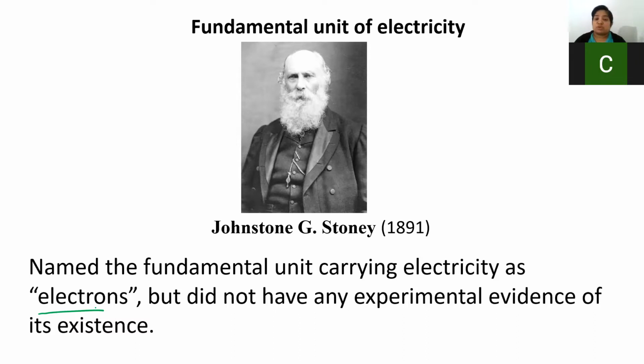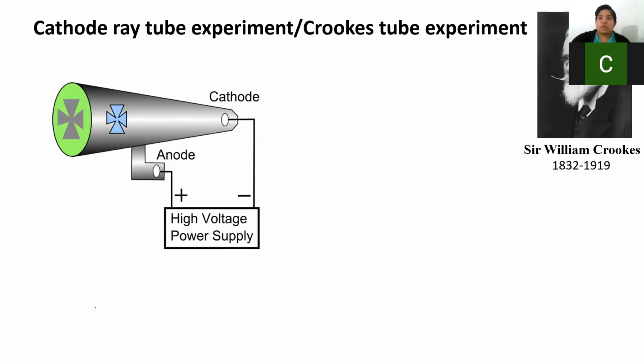Sometimes students get confused that this is the guy who discovered the electron. No, Johnstone G. Stoney is not the person who discovered the electron. It's J.J. Thomson. We give that credit to J.J. Thomson. What Stoney did is give a name to the fundamental unit of electricity.